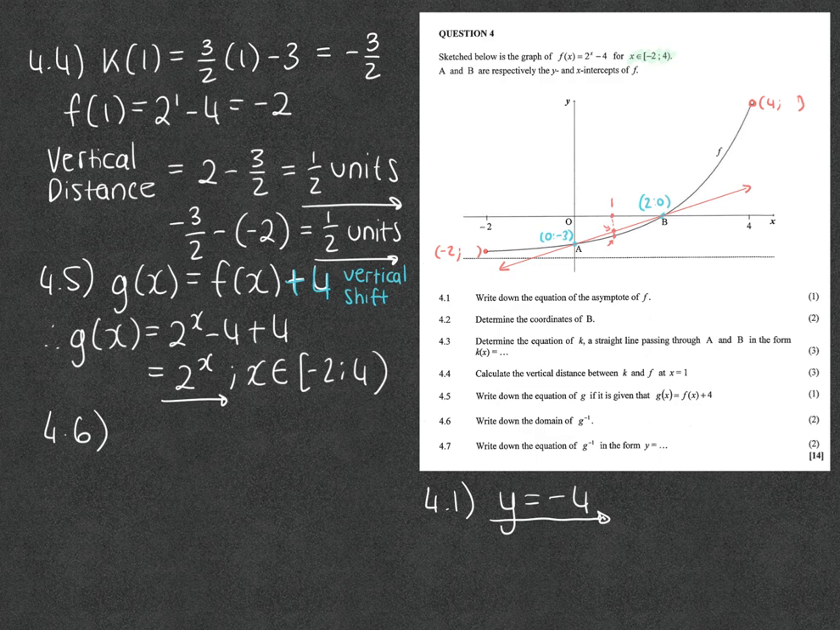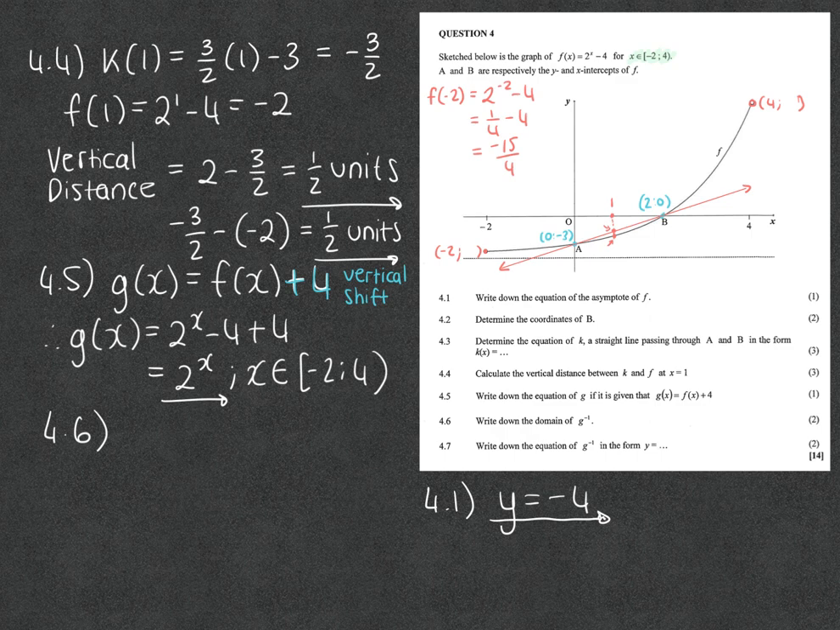It doesn't have to be part of your answer, but if I wanted to work out minus 2, it would be f of minus 2. So f of minus 2 is going to be 2 to the minus 2 minus 4, which is equal to 1 over 4 minus 4, which is equal to a quarter minus 4, which is minus 15 over 4.